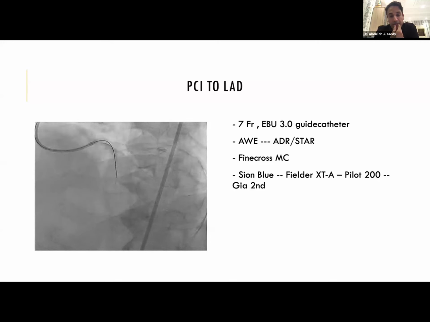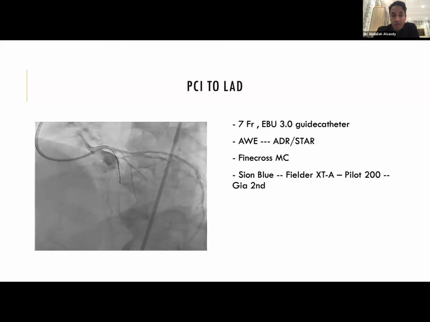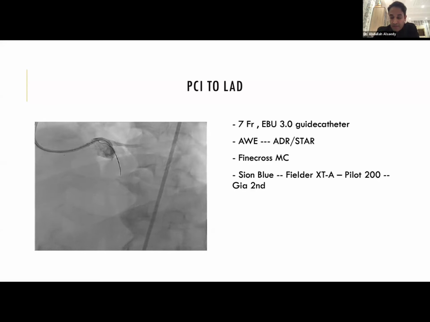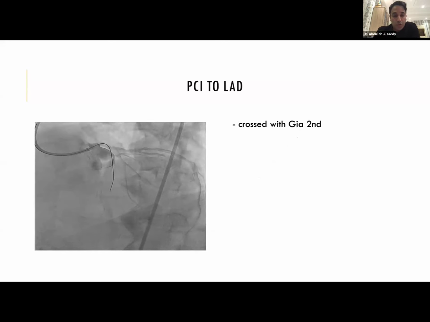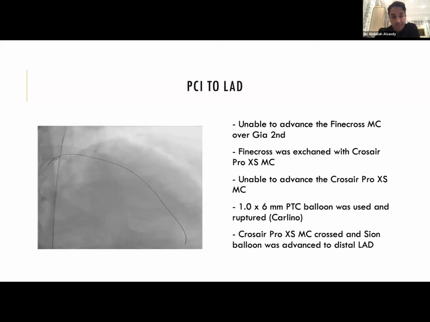So we started with a Fine Cross microcatheter, with exchange. Fielder XT didn't cross, Pilot 200 didn't cross. Then Gaia Second made some progress. We managed to travel and puncture the proximal cap. Then in the body of the CTO, we continued to use Gaia Second because it's a great wire to travel in the body of the CTO. And finally, we managed to reach the distal end of the LAD.